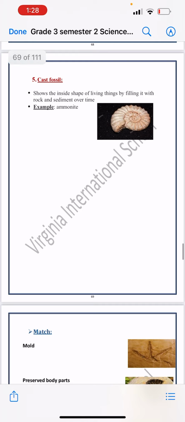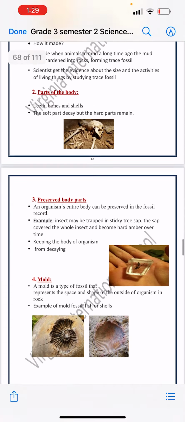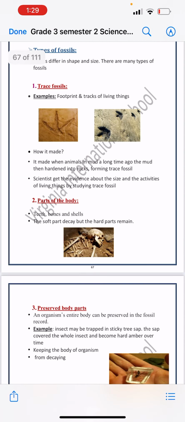And the last thing, we have the cast fossil. What's a cast fossil? A cast fossil is the inside shape of the living organism that's filled by a rock that's hardened through the years. And these are the 5 types of fossils.